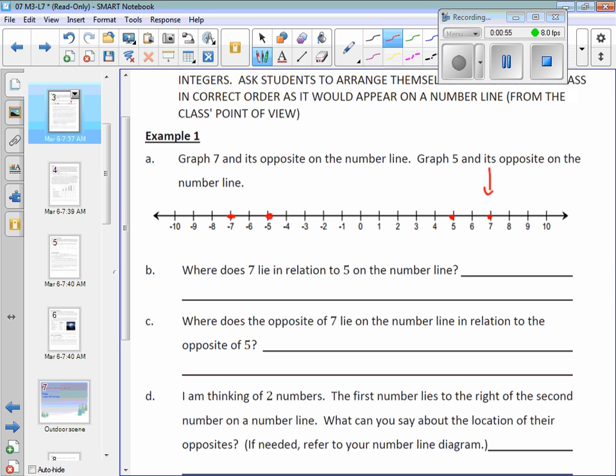Not quite. Now I'm starting to worry. Where is 7 in relation to 5? Left, right? And if so, how many places? All right, Delaney. Okay, let's start there. 2 places, spaces, 2 integers to the right.